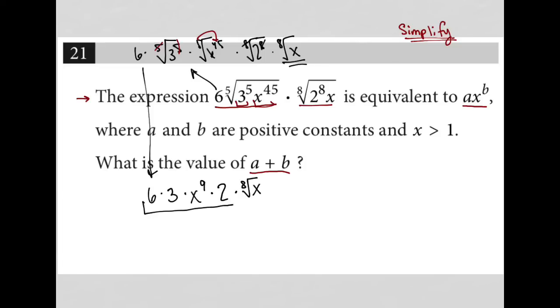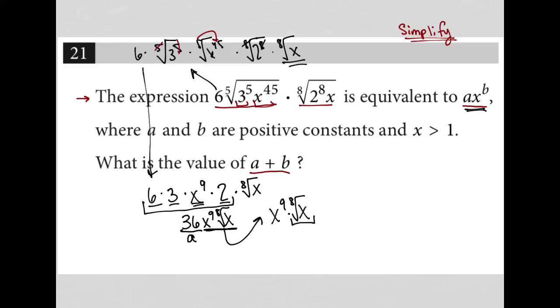So let's simplify all of this. I have 6 times 3, which is 18, times 2, which is 36. I have 36. My x to the 9th comes down. And I still have this 8th root x. Now, I want this format, a x to the b. It looks like I have my a taken care of, but my x value and my b value are not so certain.